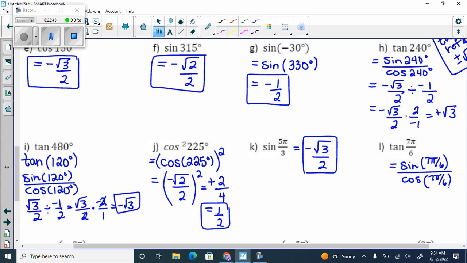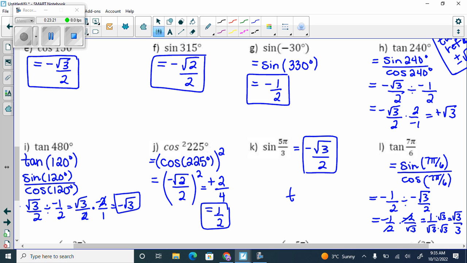Okay, sine of 7 pi over 6 is? Negative 1 over 2. Yeah. Cos of 7 pi over 6 is negative root 3 over 2. Which is negative a half, times negative 2 over root 3. The negatives cancel, so I get 1 over root 3, which rationalizes to root 3 over 3, which is another fun fact. That the tans of 60s are plus or minus root 3. This is a tan of 30.